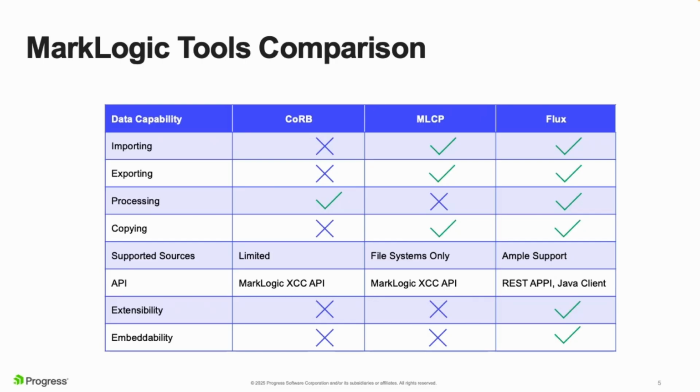Corb, the content reprocessing in bulk, that's for reprocessing data that's already in MarkLogic. And then there was something called DMSDK, the Data Movement SDK, which was really a Java wrapper that interfaced with MarkLogic's REST API to allow you to do more complex stuff. And really what Flux does is it takes the capabilities of all those three tools and brings it into one.